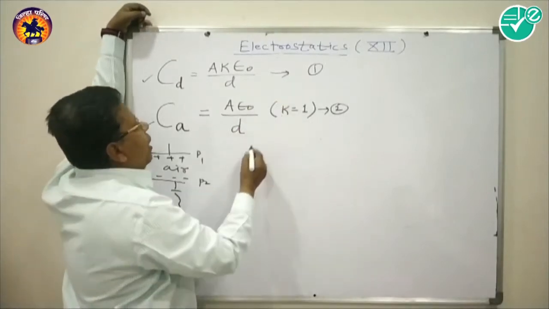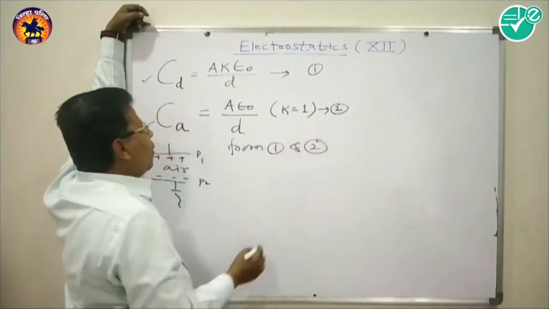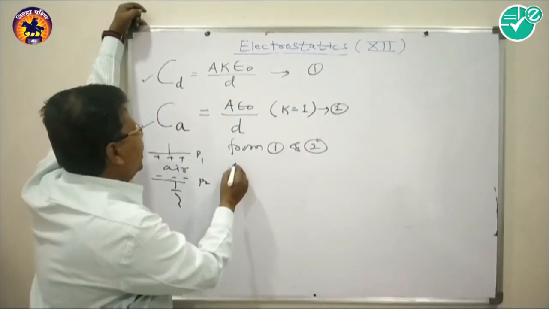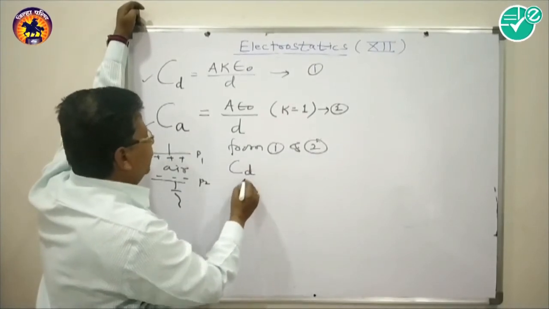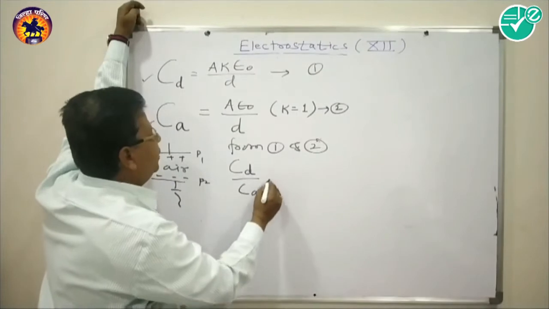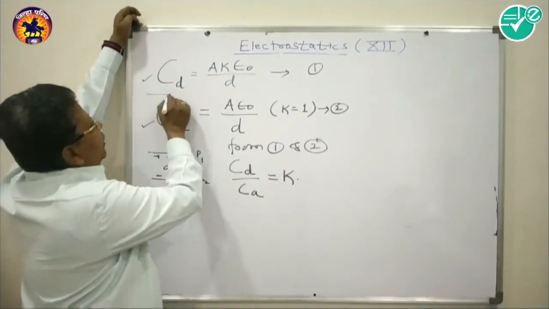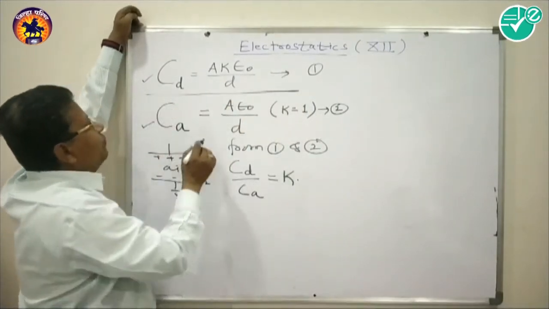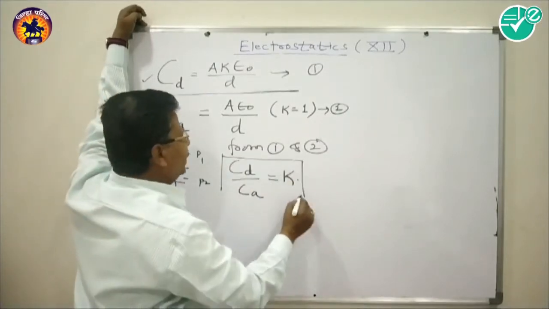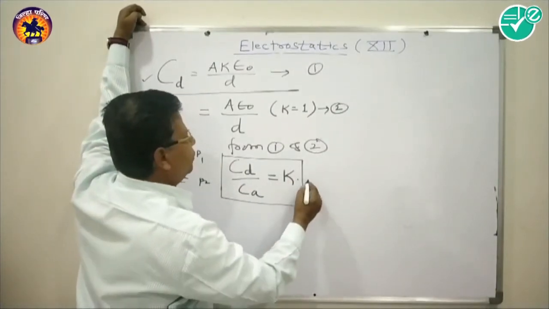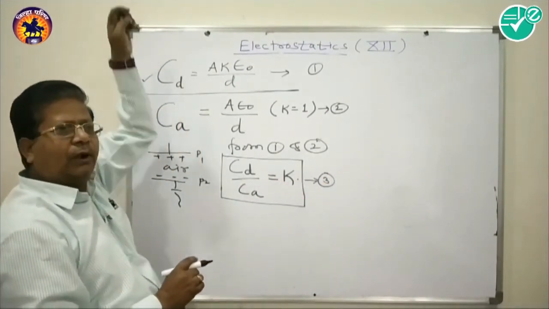Then from equations 1 and 2, we obtain the expression for Cd divided by Ca, which is equal to K. That means if equation number 1 is divided by equation number 2, then we get Cd divided by Ca, which is equal to K, that means the dielectric constant of the medium.